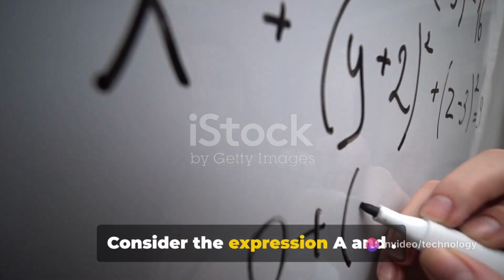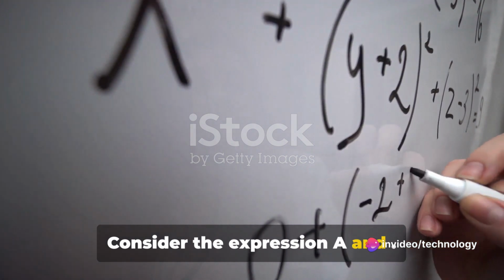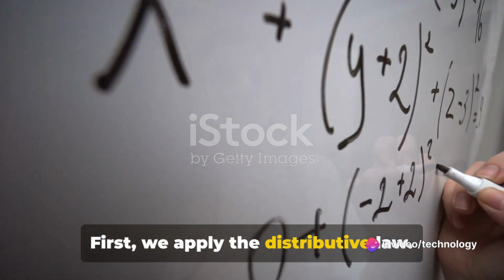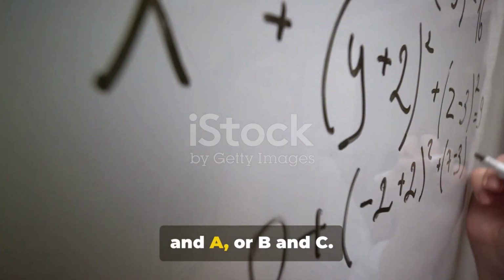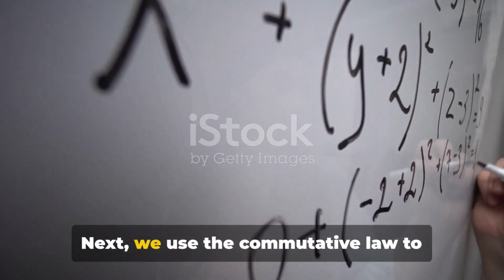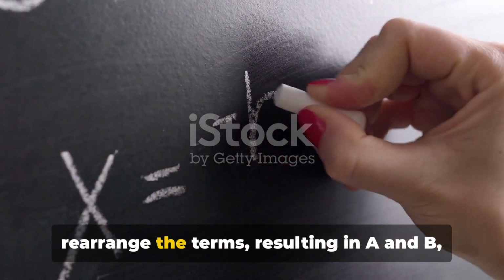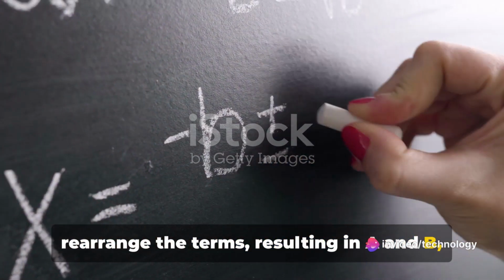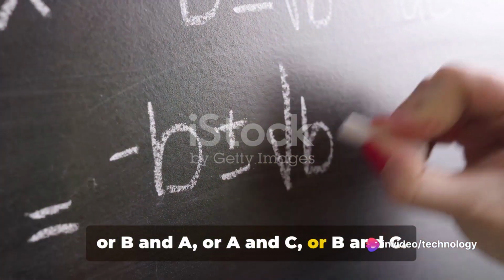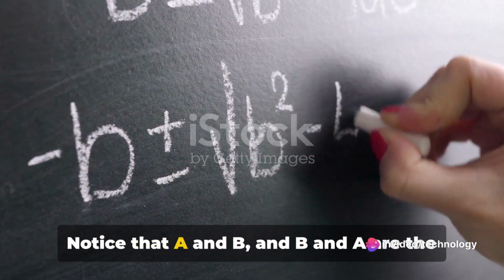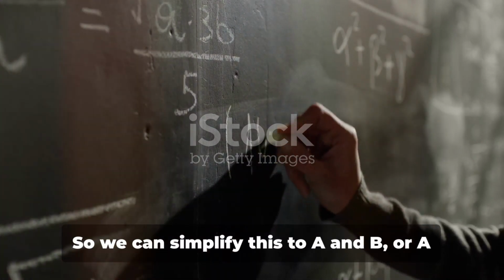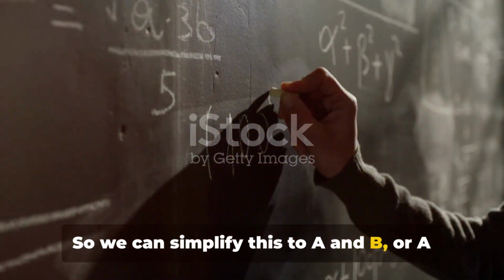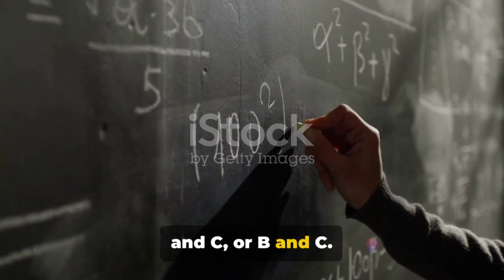Consider the expression (a and (b or c)) or (b and (a or c)). First, we apply the distributive law. This gives us (a and b) or (a and c) or (b and a) or (b and c). Next, we use the commutative law to rearrange the terms, resulting in (a and b) or (b and a) or (a and c) or (b and c). Notice that (a and b) and (b and a) are the same, thanks to the idempotent law. So we can simplify this to (a and b) or (a and c) or (b and c).